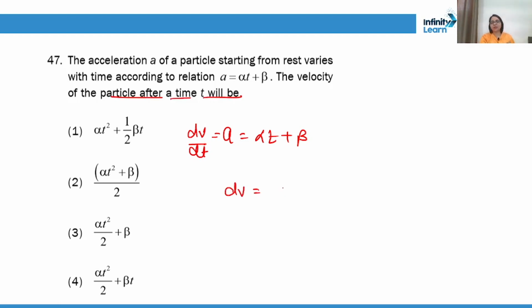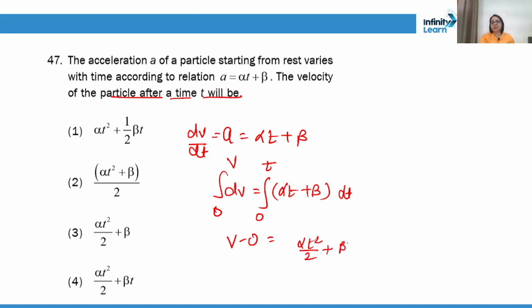So dv can be written as alpha t plus beta into dt. So let's integrate this one. At t equals 0, velocity was 0. At t equals t, let's say velocity is v. So integration of dv will be v minus 0, and that is equal to alpha t square by 2 plus beta t. So v will be alpha t square by 2 plus beta t, and that is the velocity at time t, which is option 4.